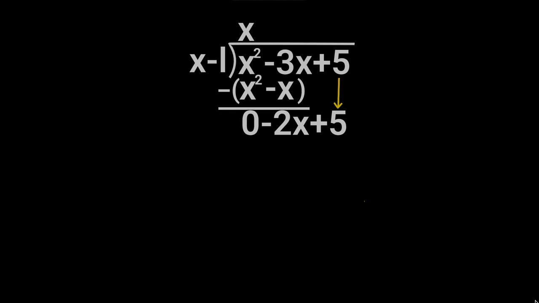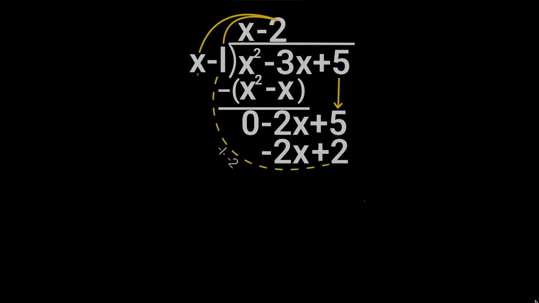Then we're gonna take the negative 2x, then we're gonna divide that by x, and then we got negative 2. We're gonna take that negative 2, we're gonna put on top of the division sign. Now we're gonna take that negative 2, we're gonna multiply with the divisor, that be negative 2 times x would be negative 2x, and then negative 2 times -1 will be 2.